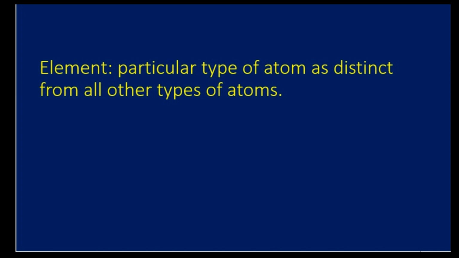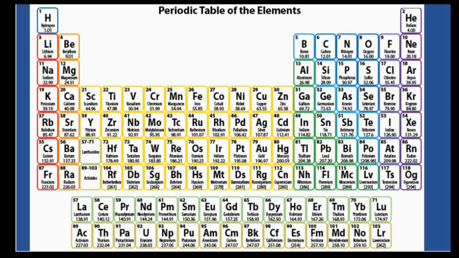How many different types of atoms or elements are there? Scientists have found about 118 different types of elements, and they placed them on this neat little thing called the periodic table of elements. So if you've ever wondered about what that thing is, that's what that is. That's all the atoms or different types of elements that we know of.